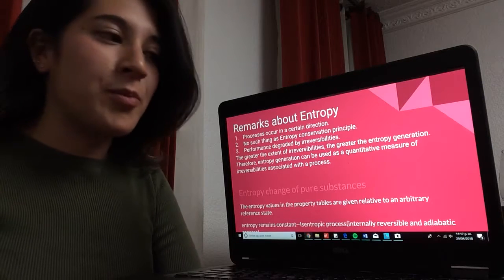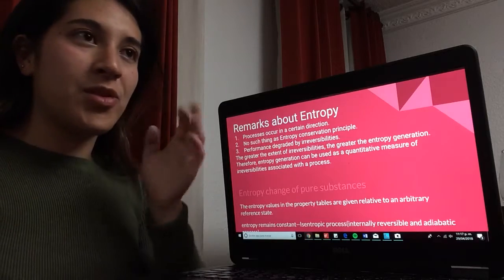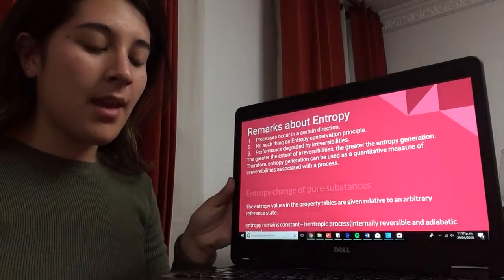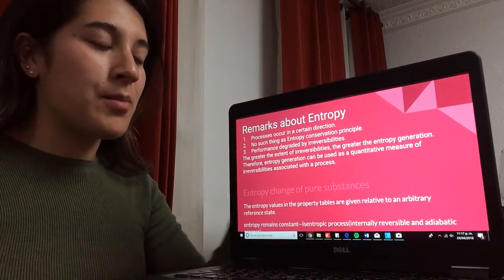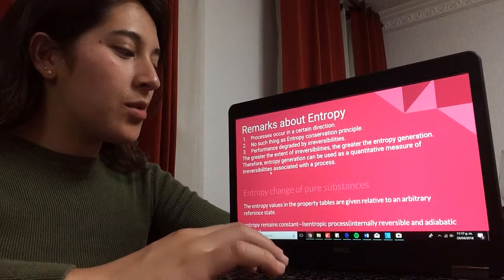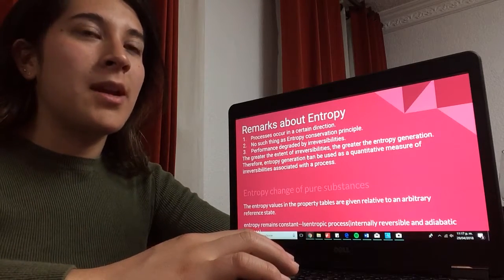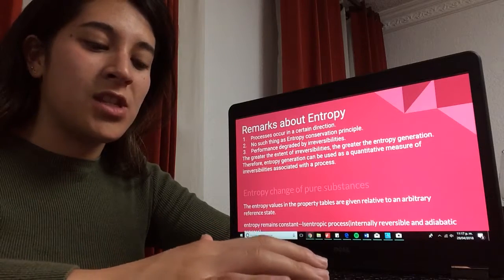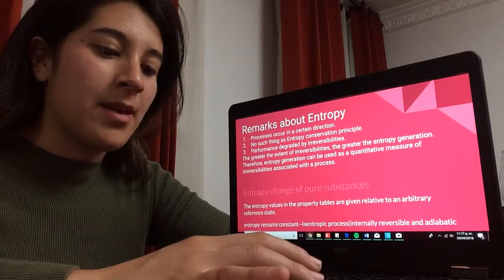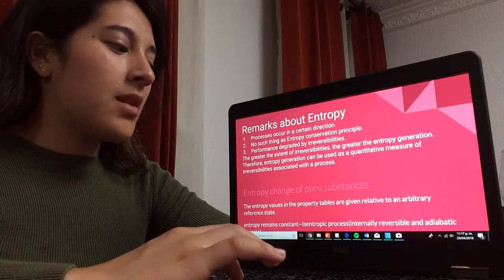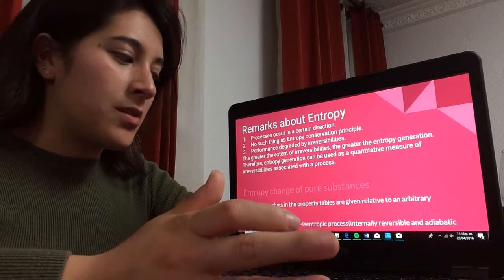So there's an entropy specific for the substance and the temperature and its composition. So also we're going to have a performance degraded by irreversibilities. So in a process we're going to have inefficiencies, and we can determine the efficiency of the system. And the greater the irreversibilities, the greater the entropy generation.